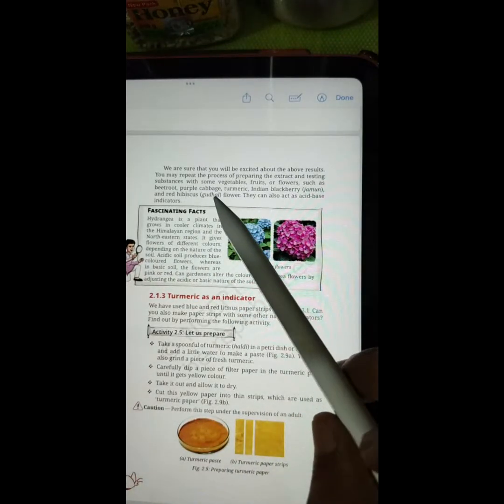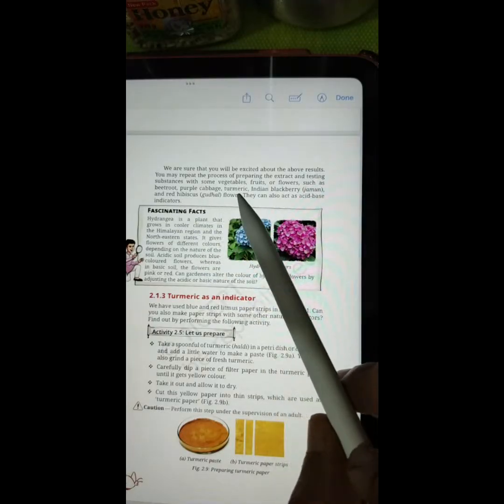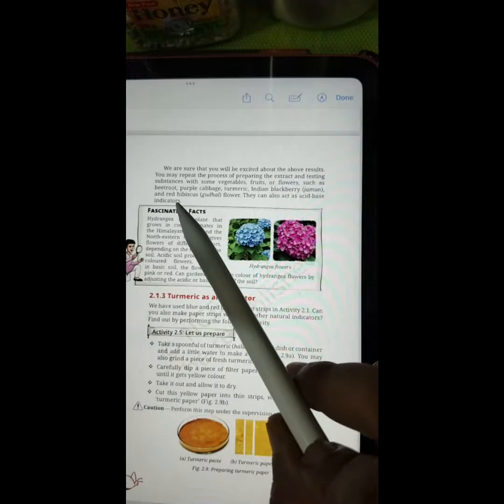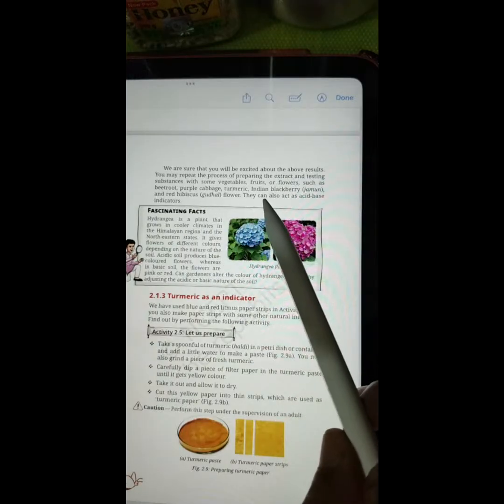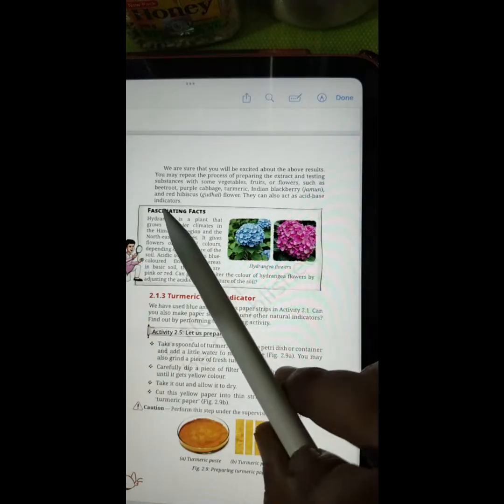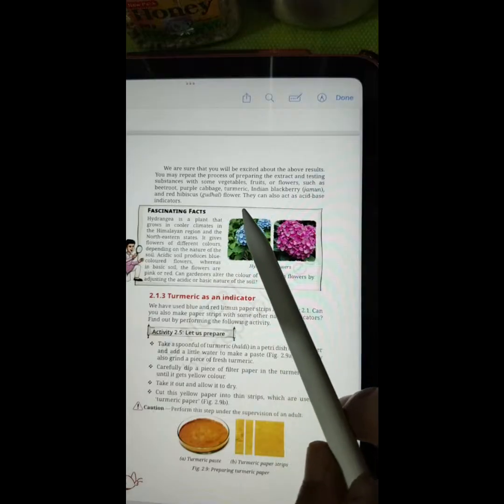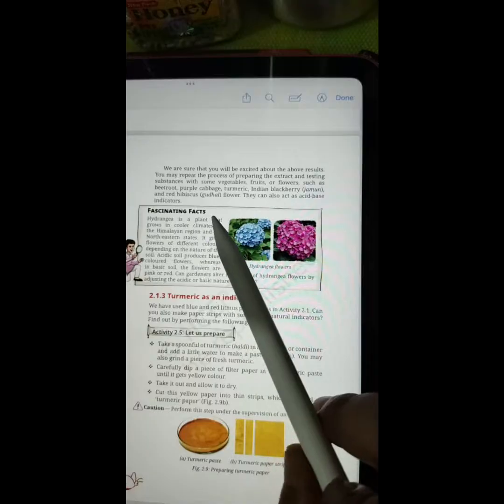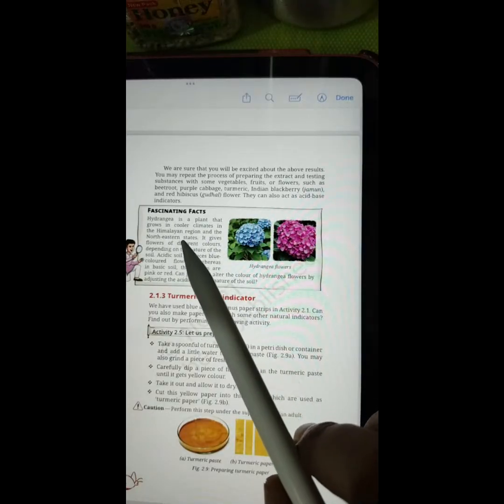We are sure that you will be excited about the above results. You may repeat the process of preparing the extract and testing substances with some vegetables, fruits, flowers such as beetroot, purple cabbage, turmeric, Indian blackberry or jamun, and red hibiscus, gudhal flower. They can also act as acid base indicators.